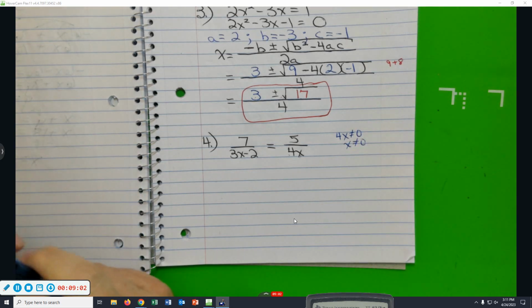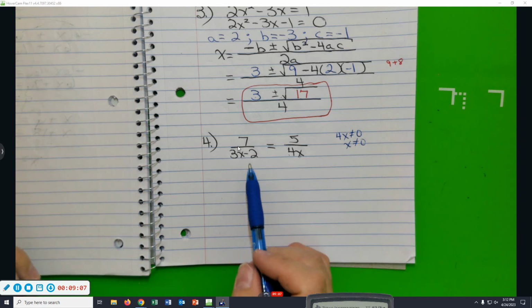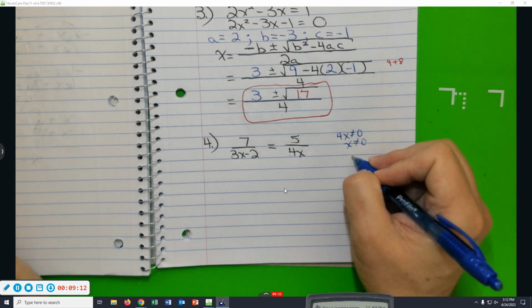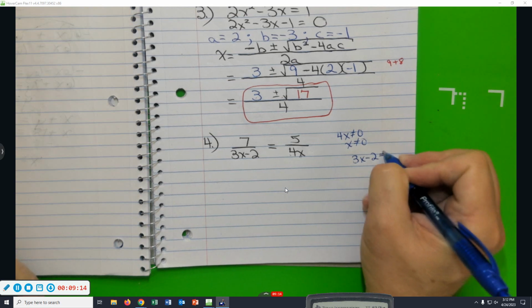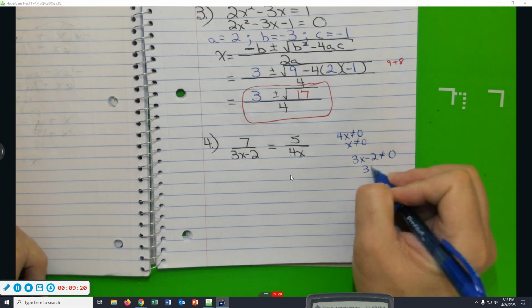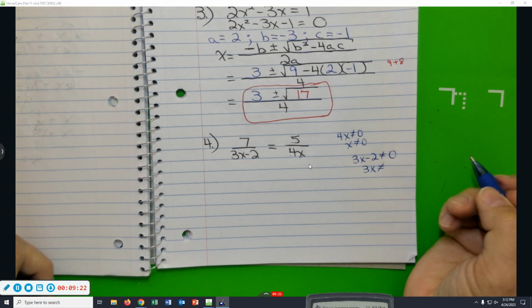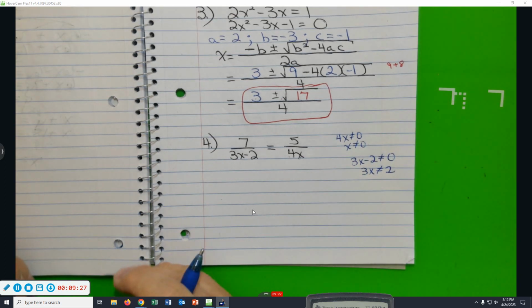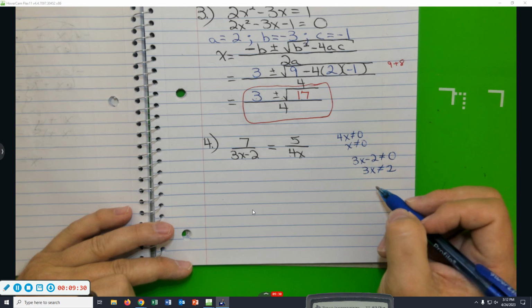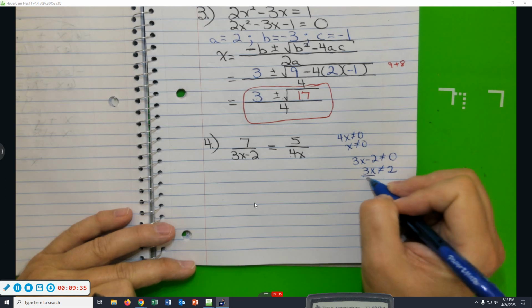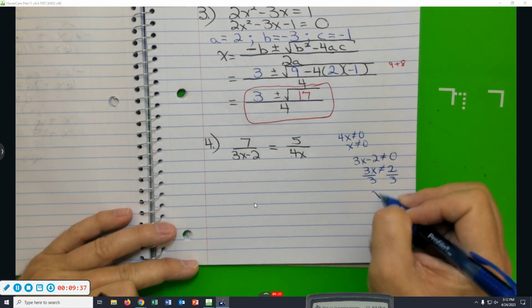There's another number that's unacceptable. What's the other number that would be unacceptable? When would this denominator be 0? 3x minus 2. We don't want it to be 0. So that says 3x can't equal... Moving the negative 2 over, that becomes a positive 2. And then, what do I do to get rid of the 3? Divide by 3. So here are the two numbers.